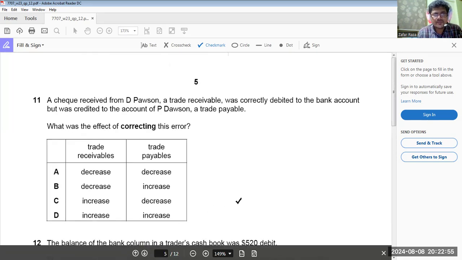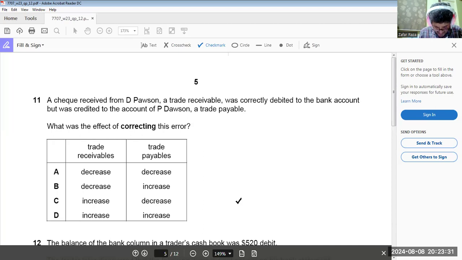Now, 11. A check received from D. Dawson, a trade receivable, was correctly debited to bank account, but was carried to the account of P. Dawson, a trade payable. What was the effect of correcting this error? P. Dawson was a supplier. It means instead of crediting trade receivable account, we have created trade payable account.